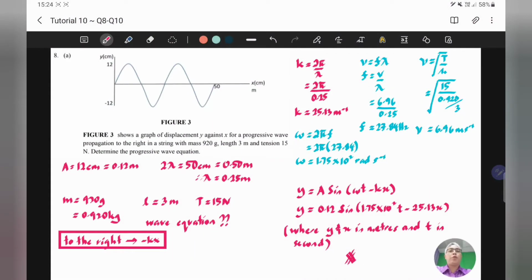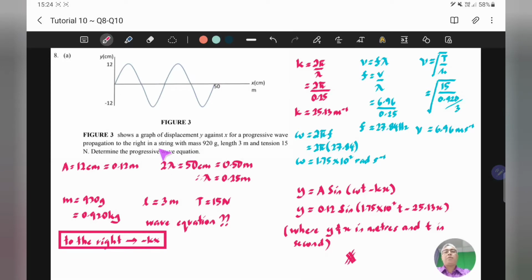Okay, let's continue with question number 8. Alright, so what do we have now for question number 8? Figure 3 shows a graph of displacement y against x for a progressive wave propagating to the right in a string with mass 920 gram, length 3 meters and tension 15 Newton. Determine the progressive wave equation.